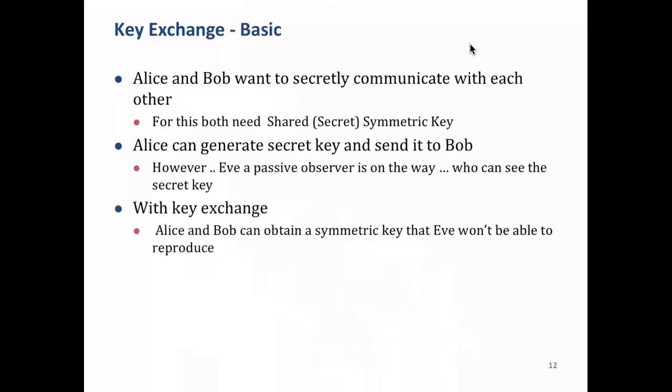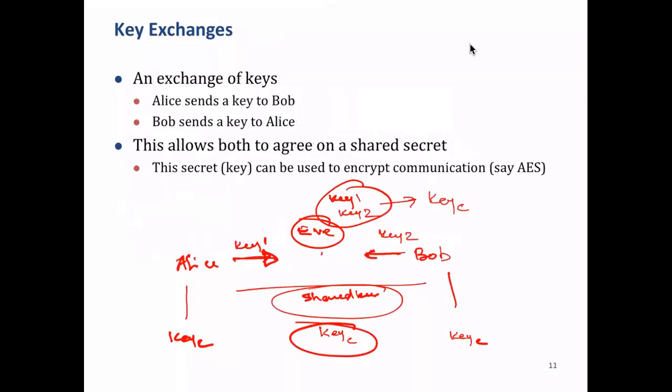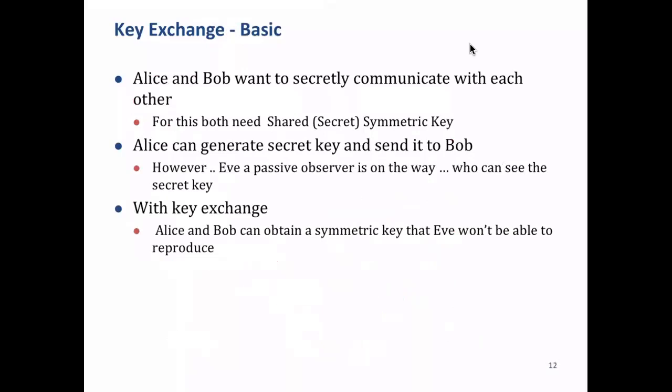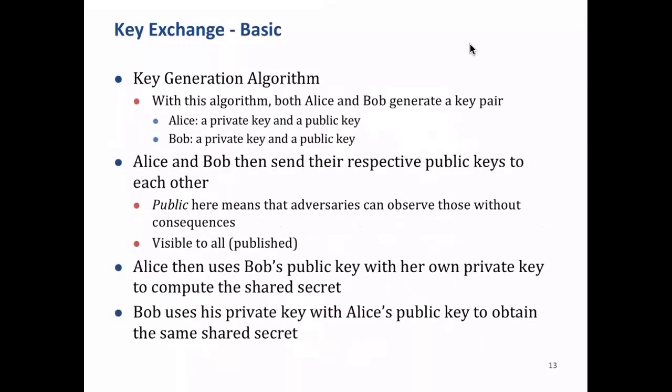Now let's see. This is what we have discussed just now, that Eve in between can see everything, yet she should not be able to come out with the common key, or shared secret key. So basically the algorithm works in this way.